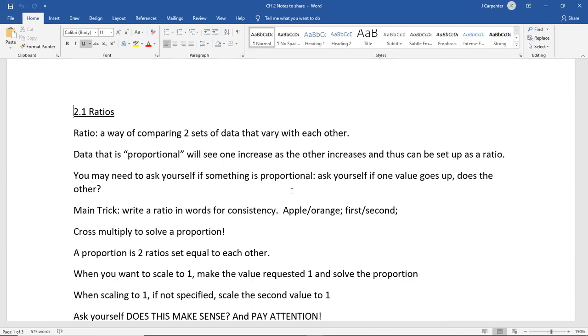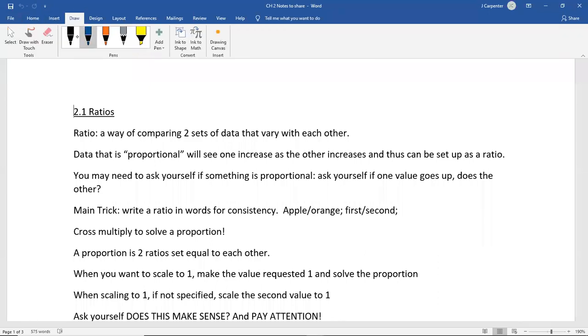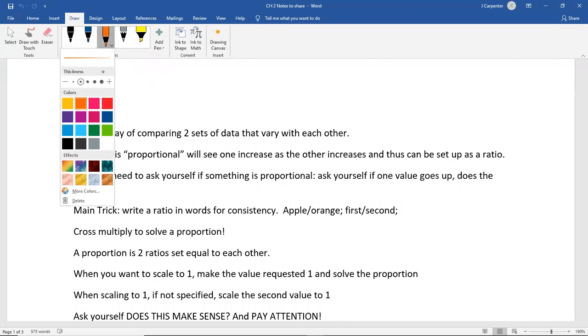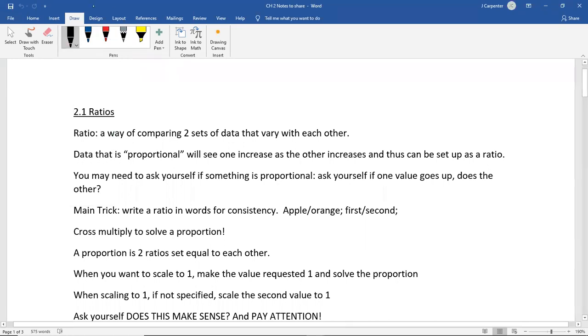But remember, we're taking this slowly. So let's start out with something small first. What is a ratio? A ratio is a way of comparing two sets of data that vary with each other. So specifically, when we talk about the idea of a ratio, sorry, I'm getting my colors set up. Ratios, fractions.